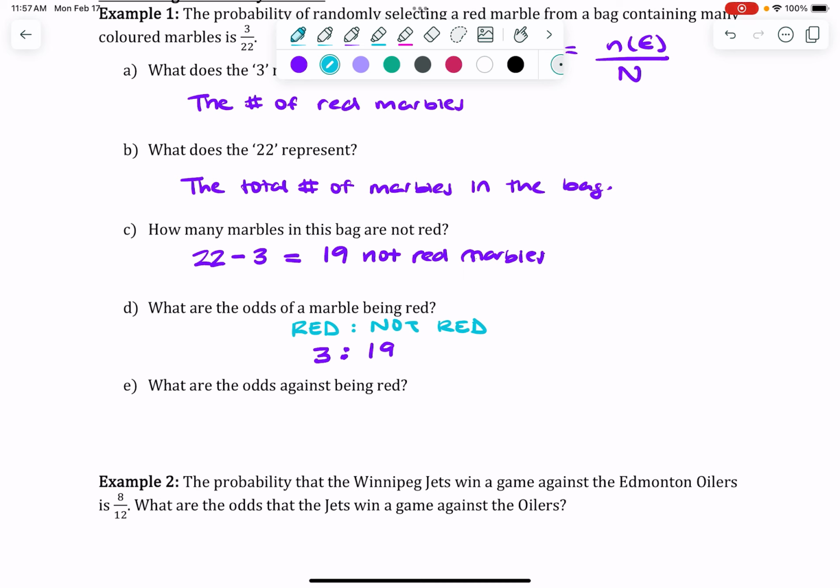If I wanted to represent this as odds against, that order is simply reversed. I'm talking about not red first and red second, meaning my order is swapped to give me 19/3.